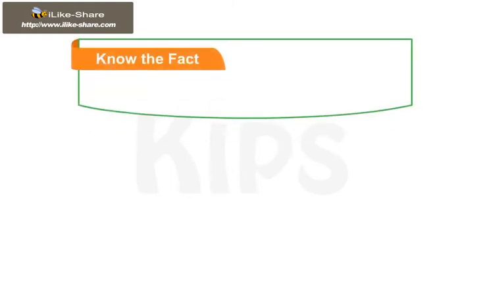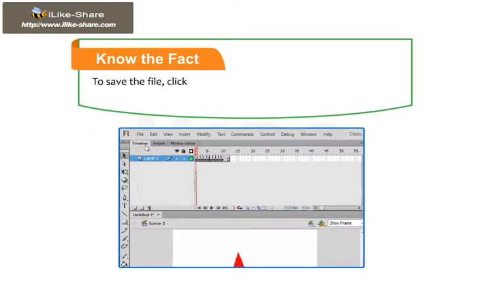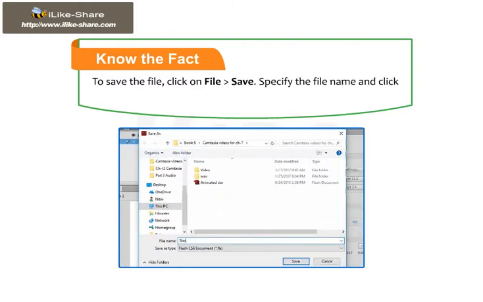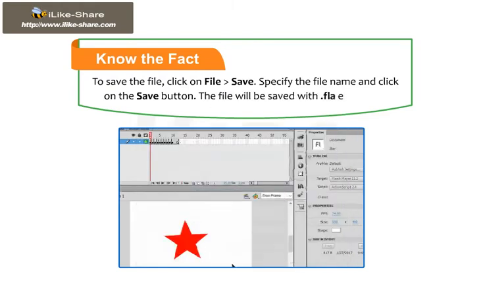Students, let's know the fact. To save the file, click on File, then go to Save. Specify the file name and click on the Save button. The file will be saved with .fla extension.